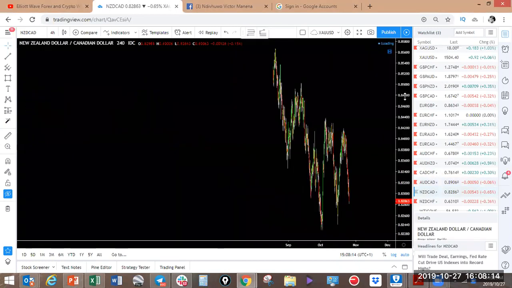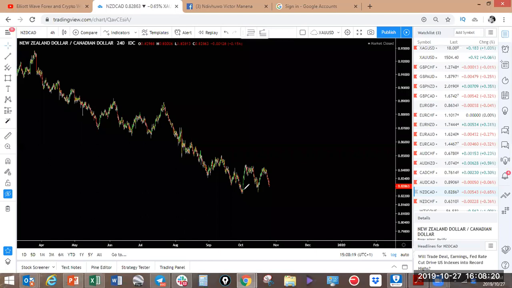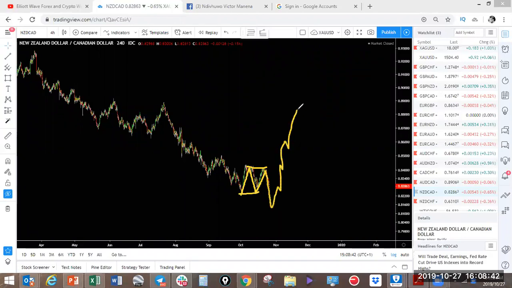New Zealand CAD. Now New Zealand CAD, I'm expecting this. Every person that has attended my course knows this pair and what we're looking for on the long term, because this is a good example of how to trade charts without impulsive 1, 2, 3, 4, 5. 1, 2, 3 back. We're coming down here, break the low here with divergence, and I'm expecting a big move to the upside. We'll look at this someday, why we're expecting this big move to the upside.